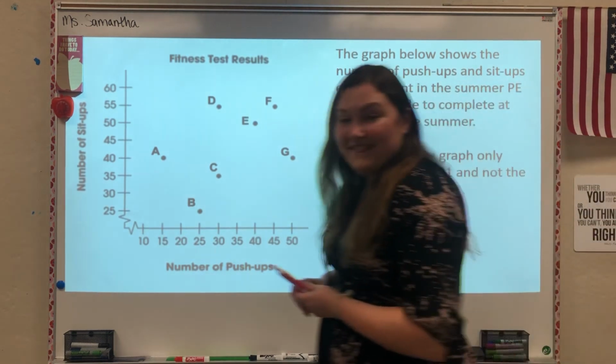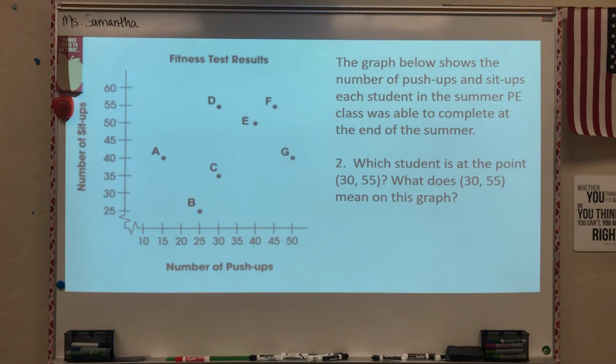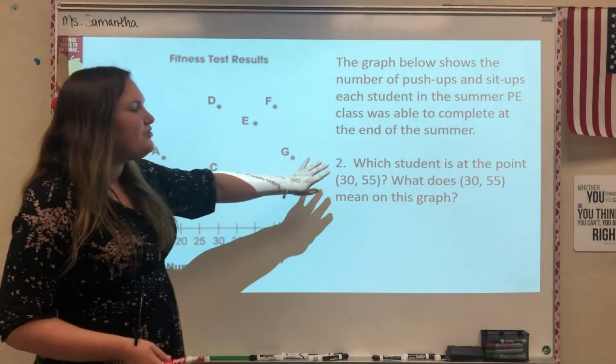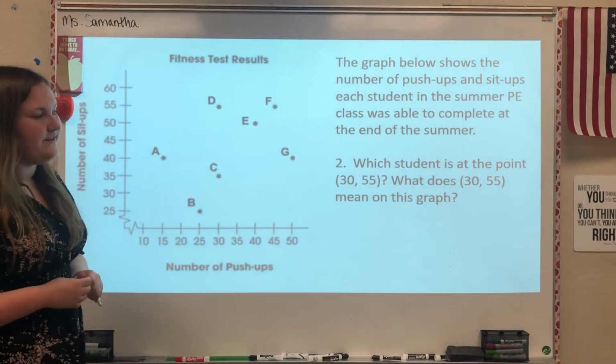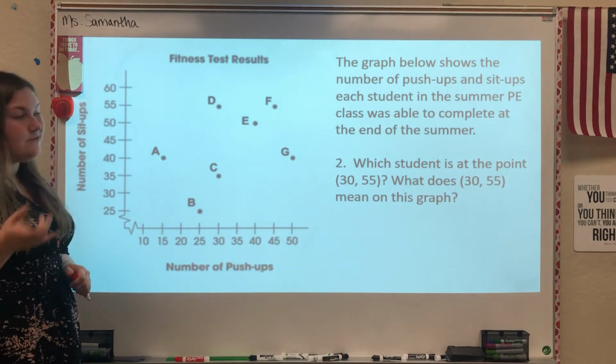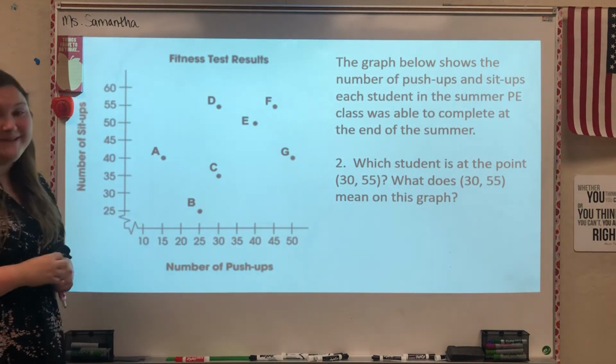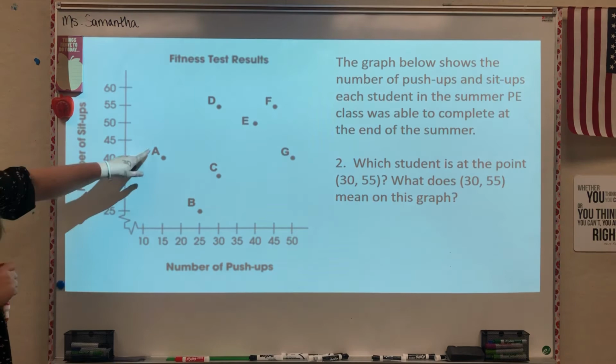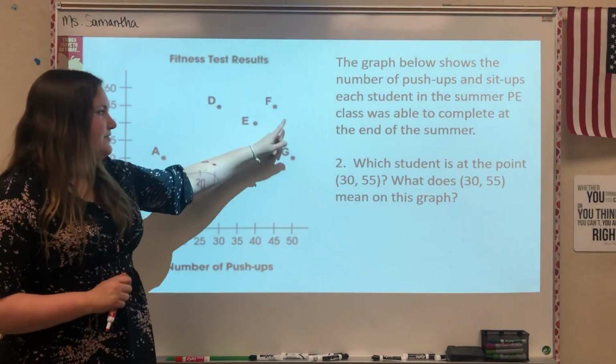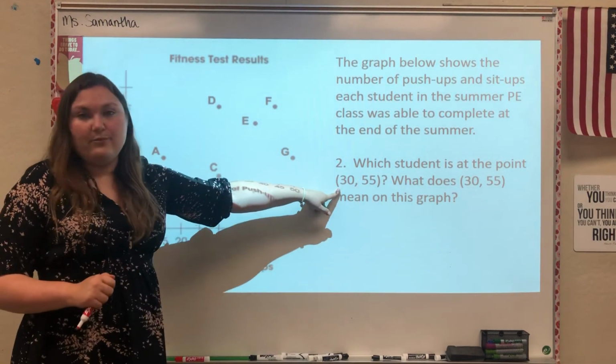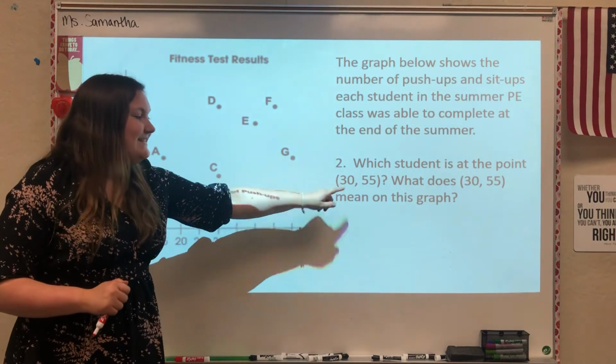Okay. The second part is asking which student is at the point (30, 55), and what does the coordinate (30, 55) mean on this graph? Well, each of these little points here represents a student. We're just trying to figure out which point is, or which student is here.